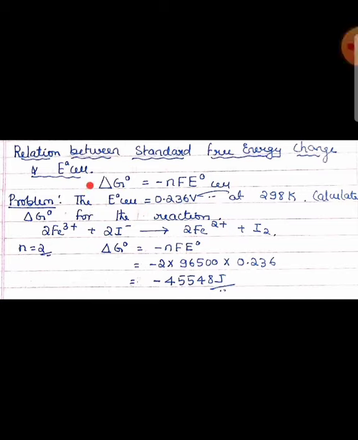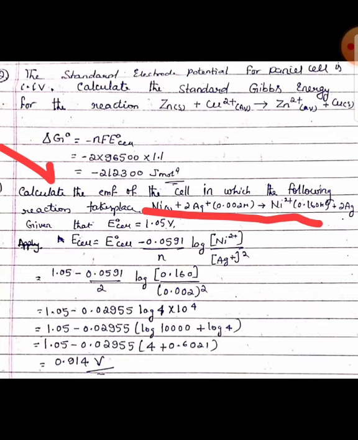We have one more numerical related to the Nernst equation. Calculate the EMF of a cell in which the following reaction is taking place. Ni is converting into Ni2+, and 2 Ag+ are converting into Ag. Standard electrode potential given is 1.05 volts. We will write the Nernst equation: E cell is equal to E naught cell minus 0.0591 divided by n log of concentration of product Ni2+ divided by concentration of reactant Ag+ raised to the power of 2, because there are 2 Ag+ involved in the reaction. That's why Ag+ raised to the power 2 we have written.